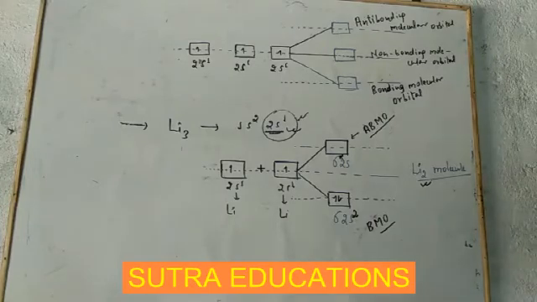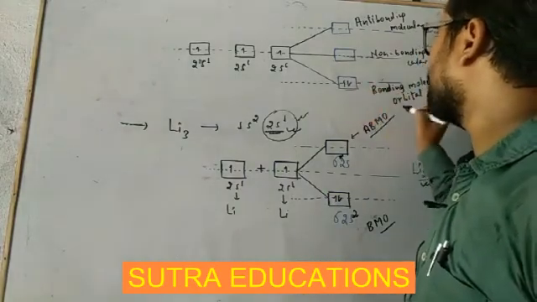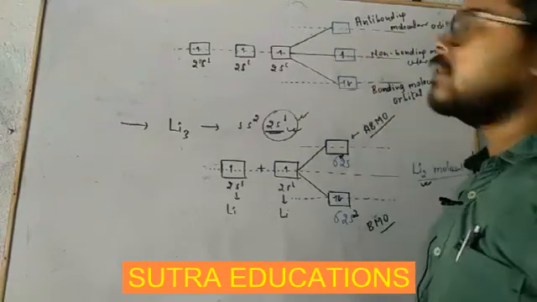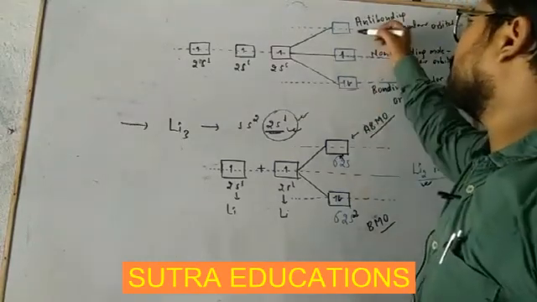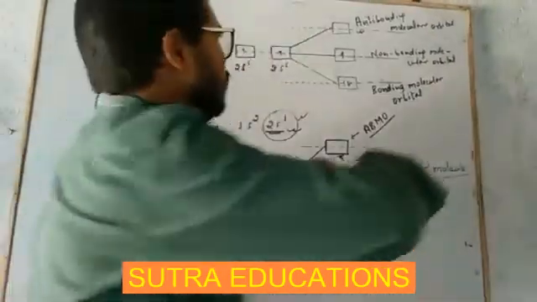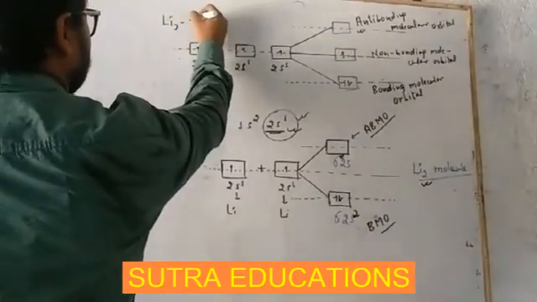What will happen in this case? Two electrons will occupy the bonding molecular orbital, one electron will occupy the non-bonding molecular orbital, and the anti-bonding one will remain empty. So this is the Li3 molecule.